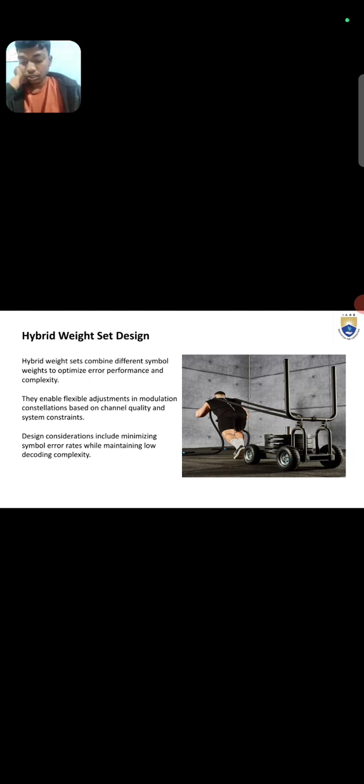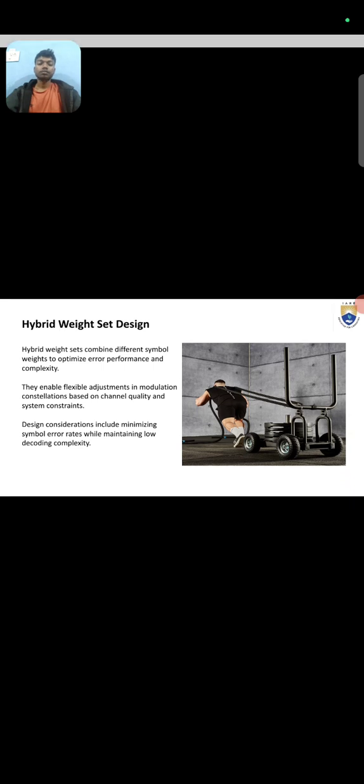Like when they sounds like a hardware audio, electronics questions, not modulation theory. Please clarify. Bluetooth plus wire headset modulation, RF audio transmission, noise reduction, signal conditioning. These are the components of hybrid headset. It also works on electronics. These all come under the hybrid headset. Hybrid weight set is also like that only, that is enable flexible adjustments in modulation constellations based on the channel quality and system constraints is hybrid weight set design.